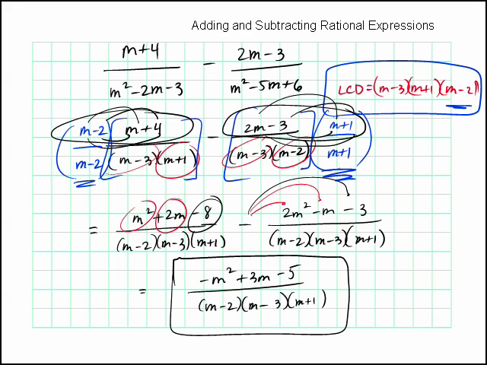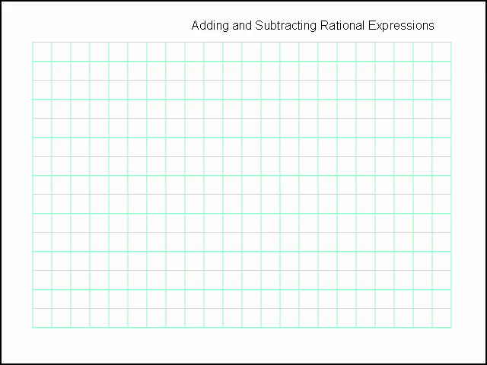Let's try one more large problem like that to end the section. Let's take a look at 5 over x squared plus 10x plus 25 plus 2 over x squared plus 7x plus 10.